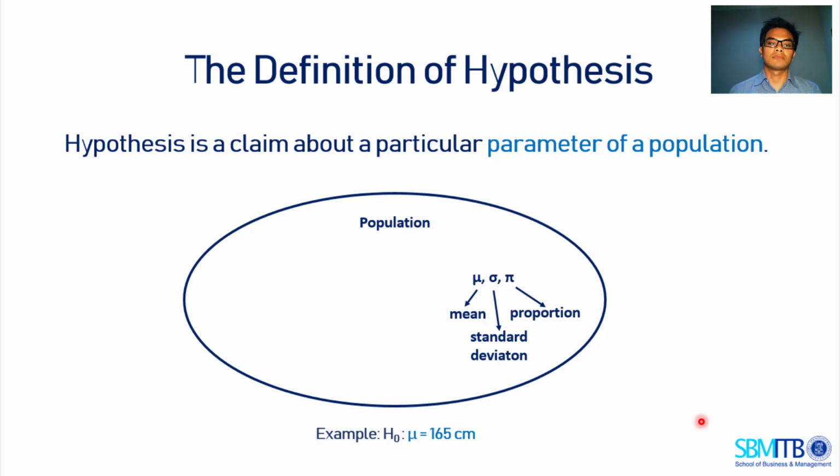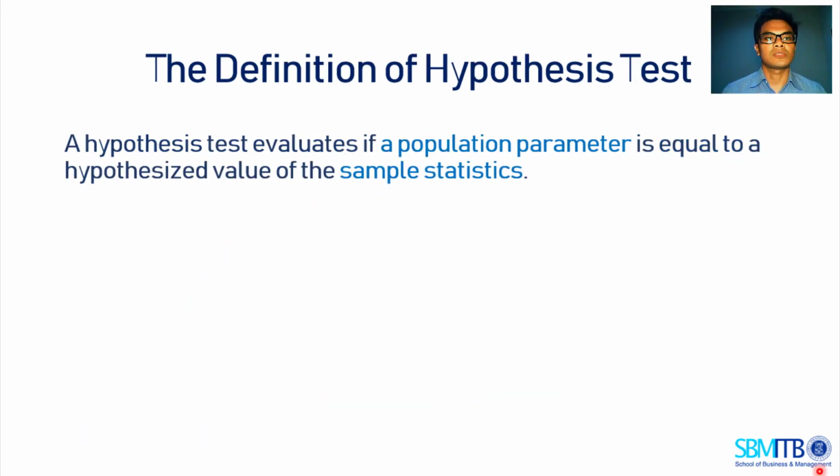A hypothesis statement can be as simple as the mean height of Indonesian citizens equals 165 centimeters, or you can also state that the mean height of Indonesian citizens is less than or equal to 165 centimeters, or that it is greater than or equal to 165 centimeters. Next, we are going to move to the definition of the hypothesis test terminology.